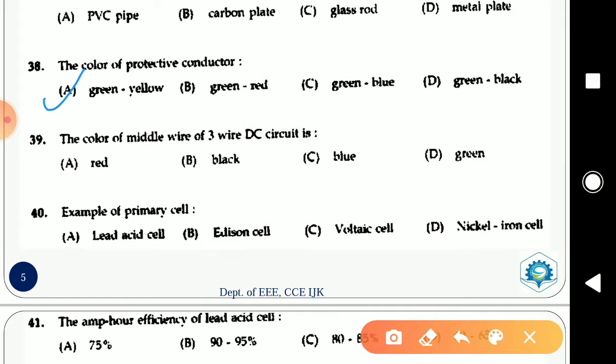The color of the middle wire of a 3-wire DC circuit is given by. For a 3-wire DC circuit, the middle color will be given by black. Moving on to question number 40.